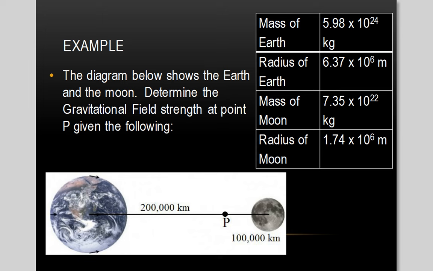All right, so this one here, we've been talking about gravitational field strength.